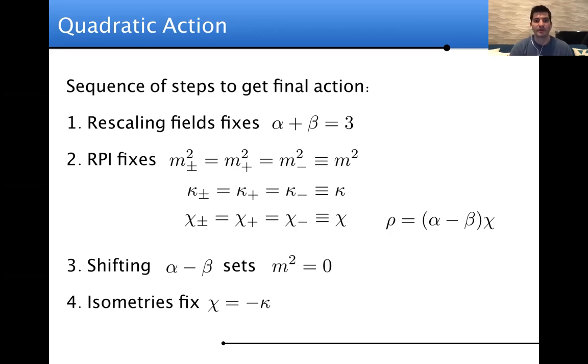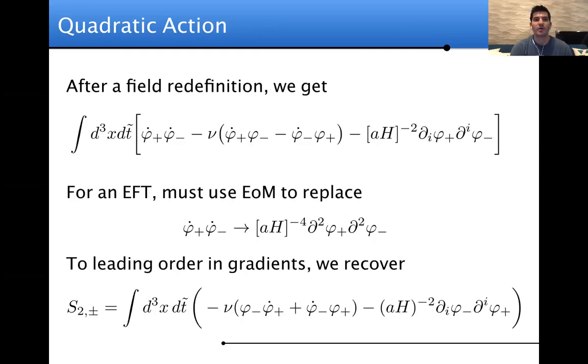Next, we can perform another field redefinition, which shifts the difference between alpha and beta and sets n squared equal to 0. So all of this up to step 3 is independent of using the actual isometries of de Sitter. Finally, for a fixed de Sitter background, we can use the de Sitter isometries, which relate space and time. So they relate the spatial gradient terms to the time derivatives, and thus get us back to the one free parameter alpha of the UV description. So by following all of that, we arrive exactly back at the action we had from the top down.